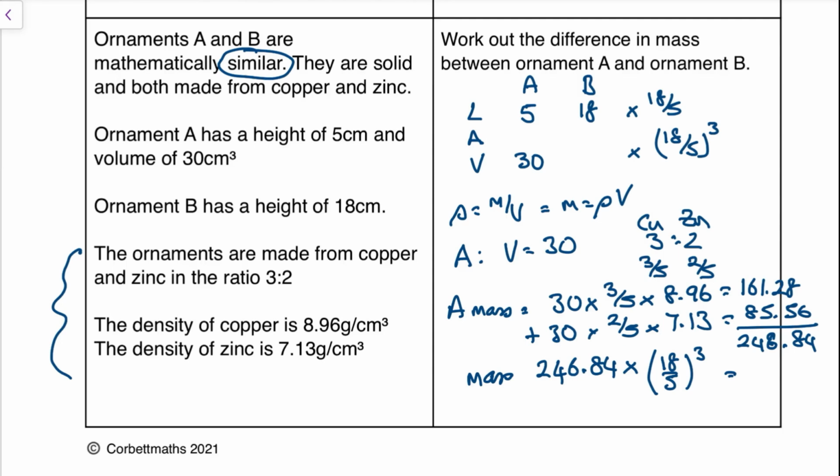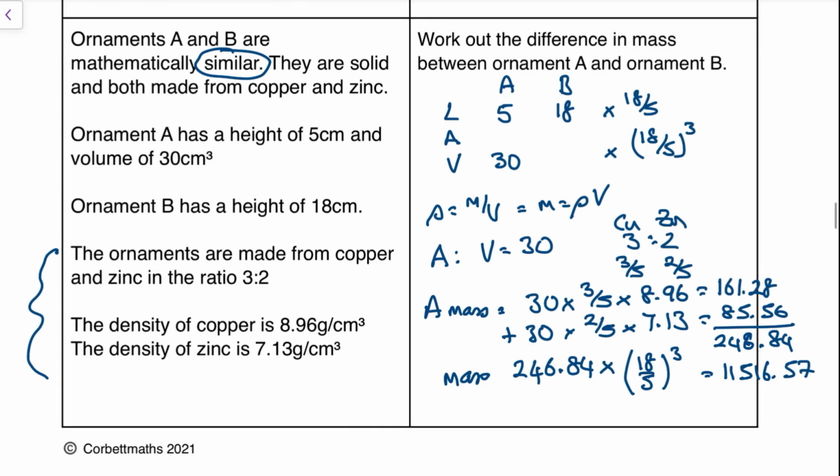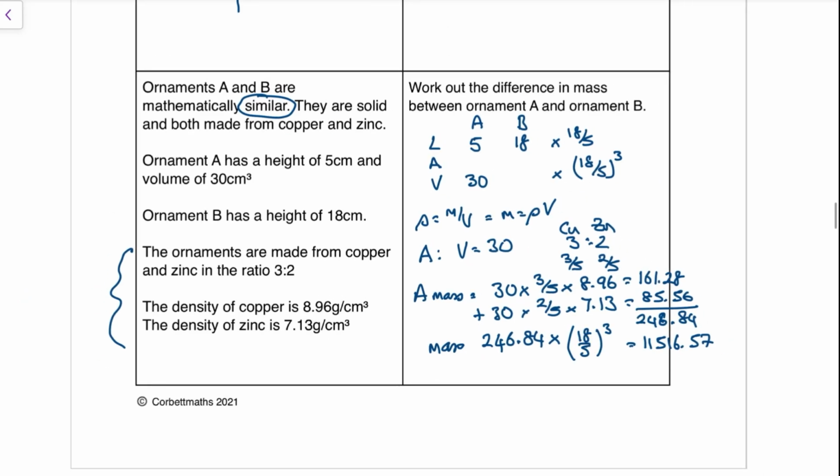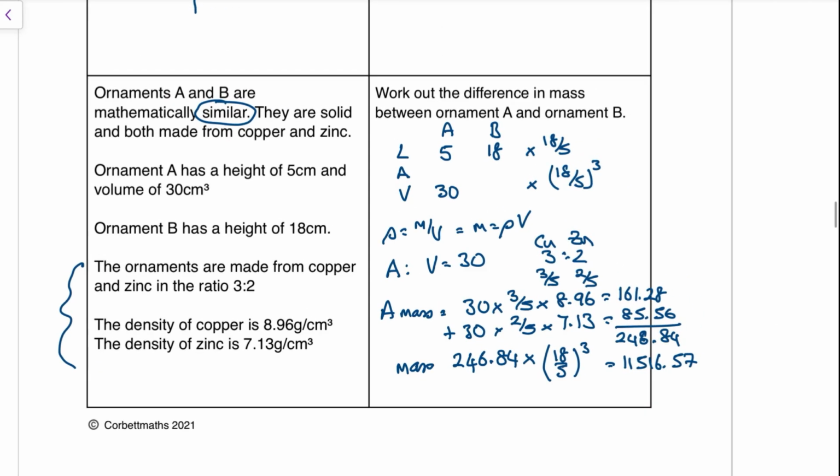And that's going to be, now again, this is a bit of a calculator exercise, but again, make sure you can get the numbers on your calculator. So multiply by 18/5 all cubed is going to give me 11516.57. And then what does the question want? The question wants the difference between these two. So I'm going to do, I'm zooming out a little bit, number 1 minus number 2.